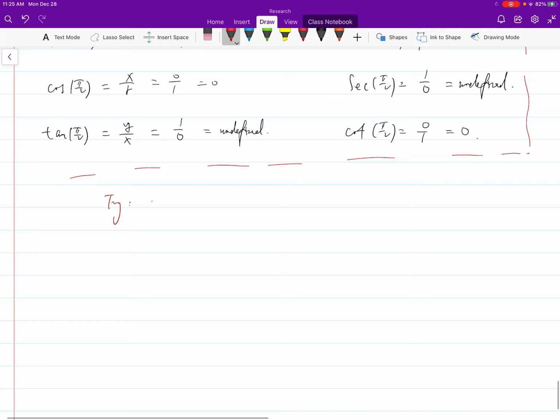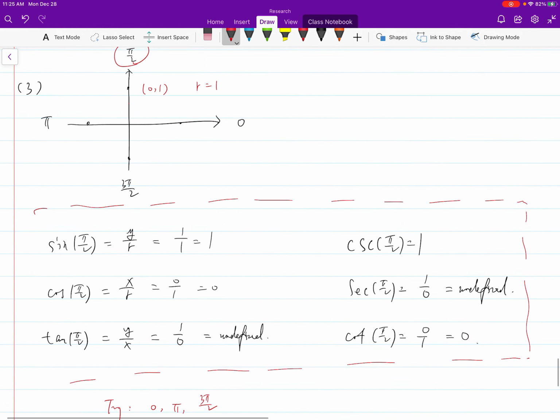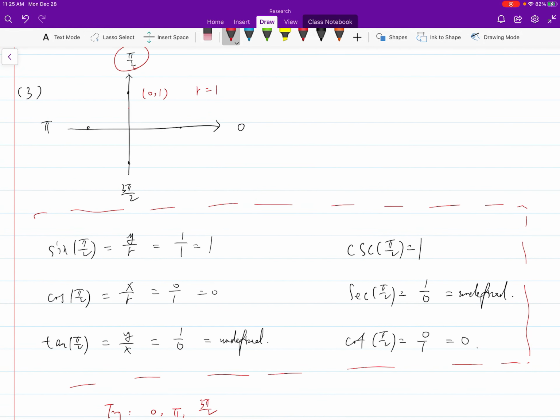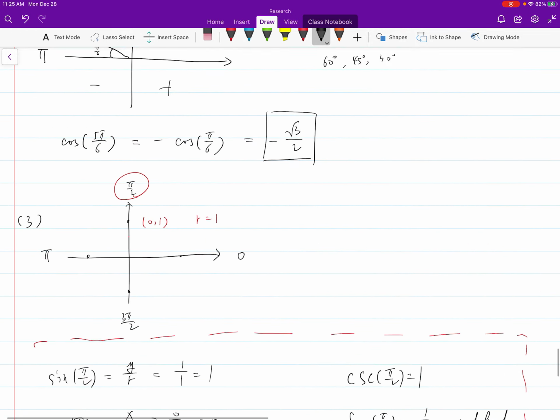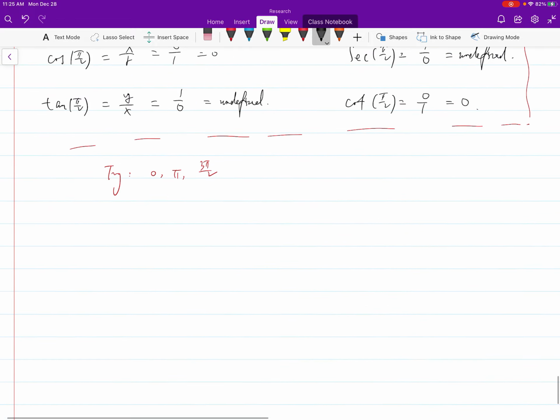Your job, try 0, pi, and 3 pi over 2. Using the same logic, because for these ones, we don't have a nice right triangle, even if we refer to the reference angles. But actually, they're easier to handle. All right.